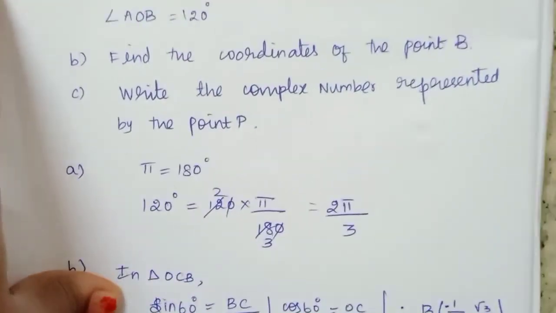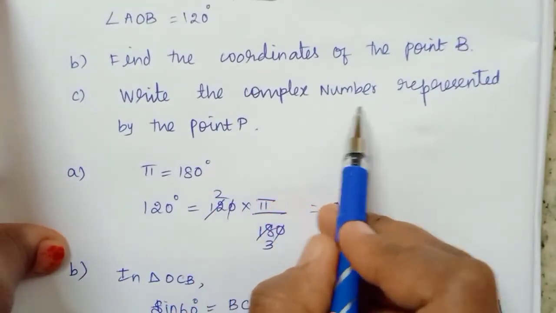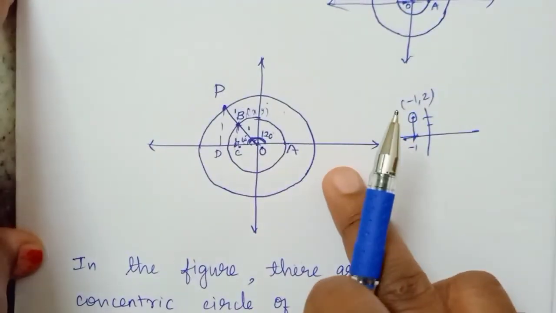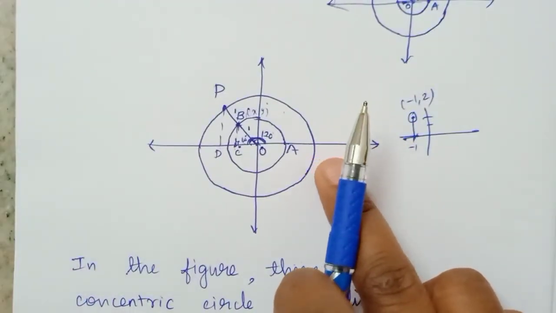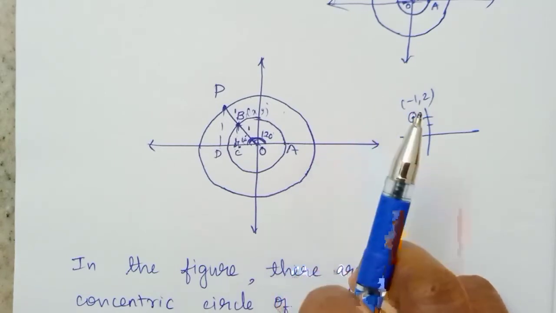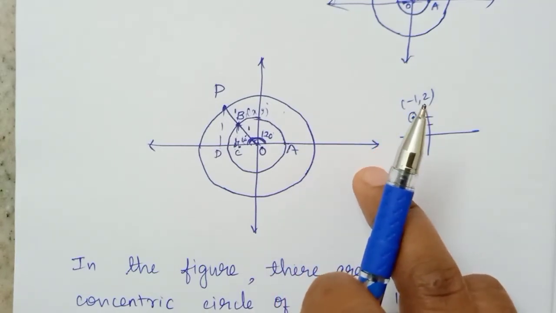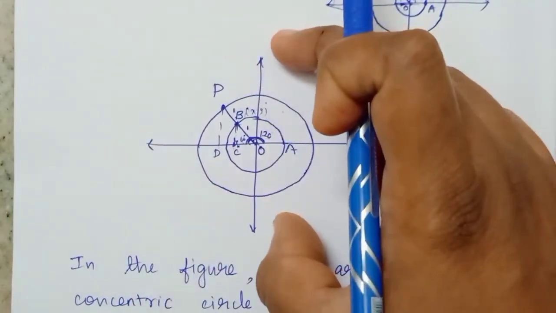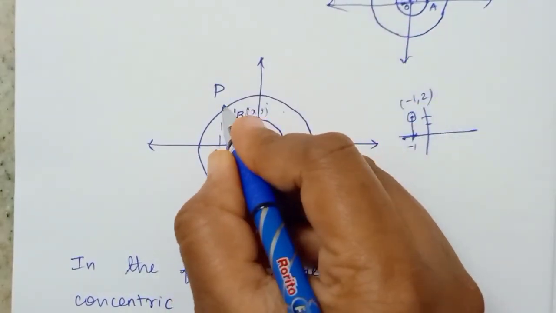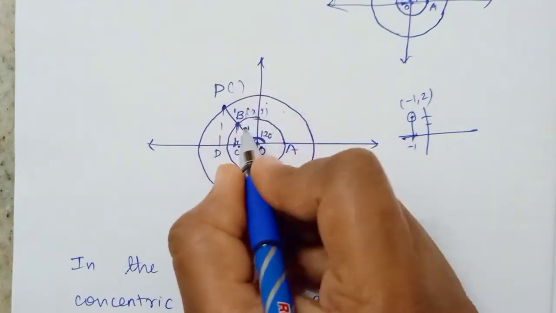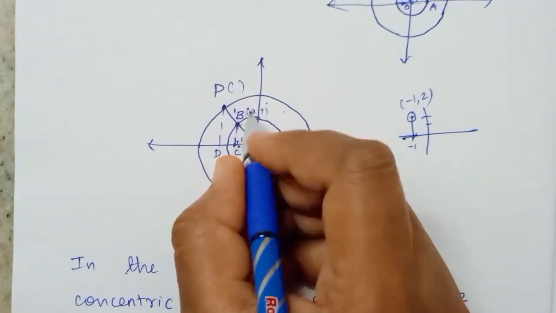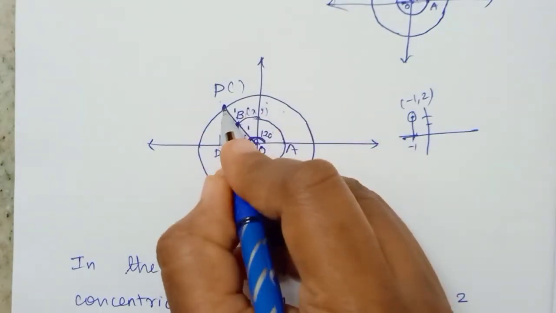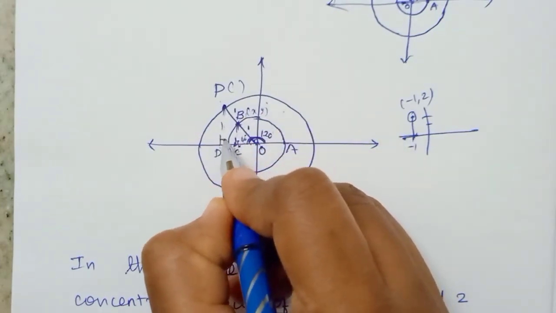Next, third subdivision: write the complex number represented by the point P. If you consider this as the Argand plane, the Cartesian plane would give minus half comma root 3 by 2. But if it is an Argand plane, this is the real axis and this is the imaginary axis. So as usual we can find the P value as we found for B. So from P you draw a perpendicular line PD.